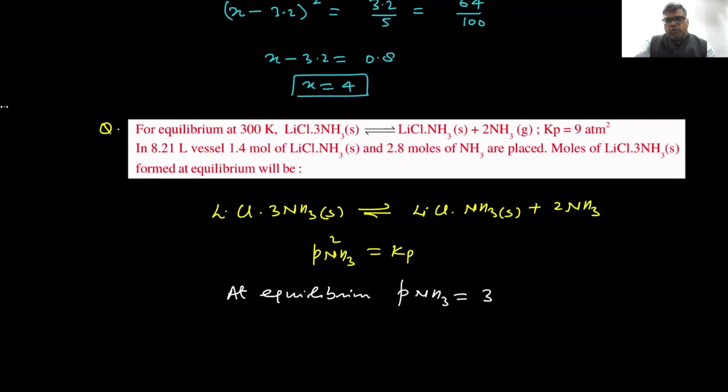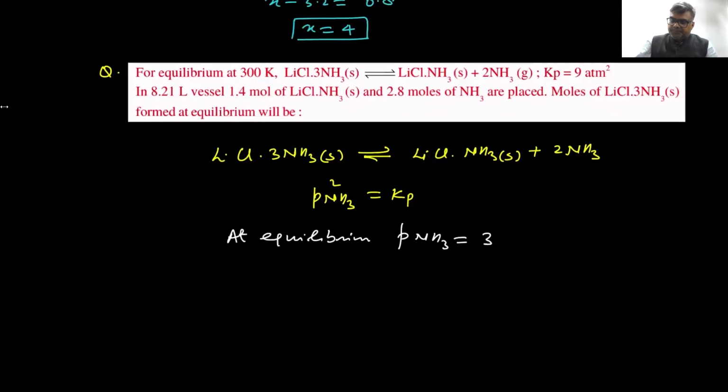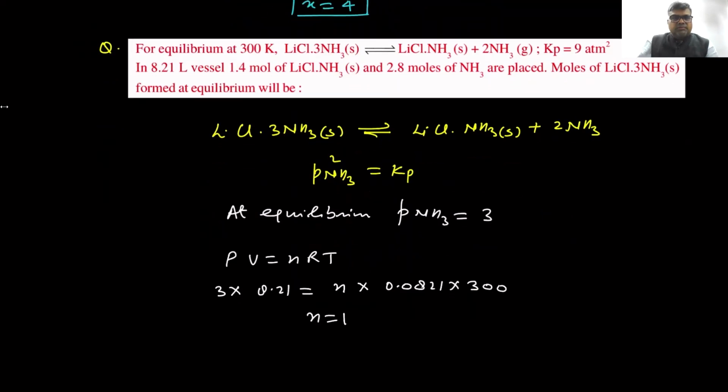Now it's given that in an 8.2 liter vessel, 1.4 moles of LiCl.NH3 and 2.8 moles of ammonia were placed. Find the moles of LiCl.3NH3 formed at equilibrium. Since the partial pressure of ammonia is 3, with respect to this we can first calculate the moles of ammonia. So simply you have to apply PV equals nRT. Pressure is given as 3, volume is 8.21 liters, number of moles you have to find out, R is 0.0821, temperature is 300 Kelvin. You just simplify, and you'll get n equal to 1.